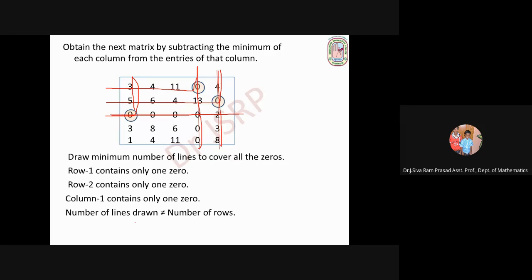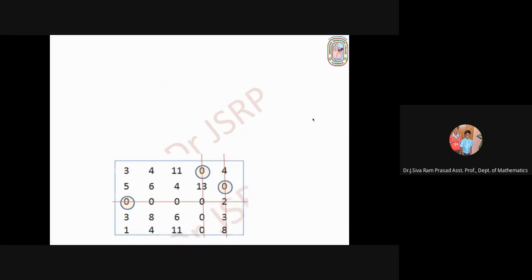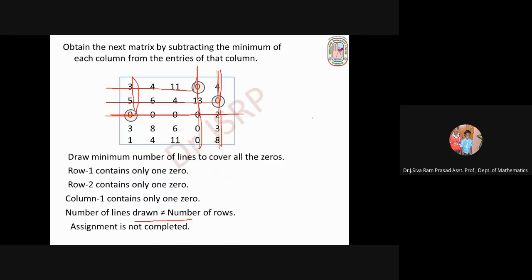So the number of lines drawn is not equal to the number of rows. So the assignment is not completed. That means the present assignment is not an optimal solution. So we have to improve the solution. So how to improve the solution?